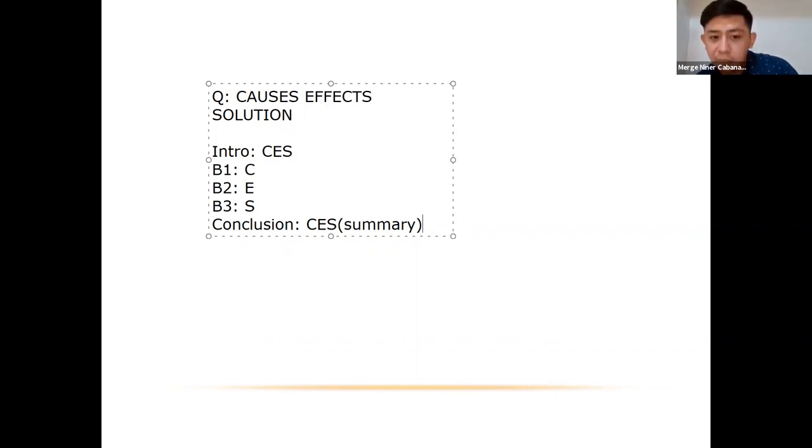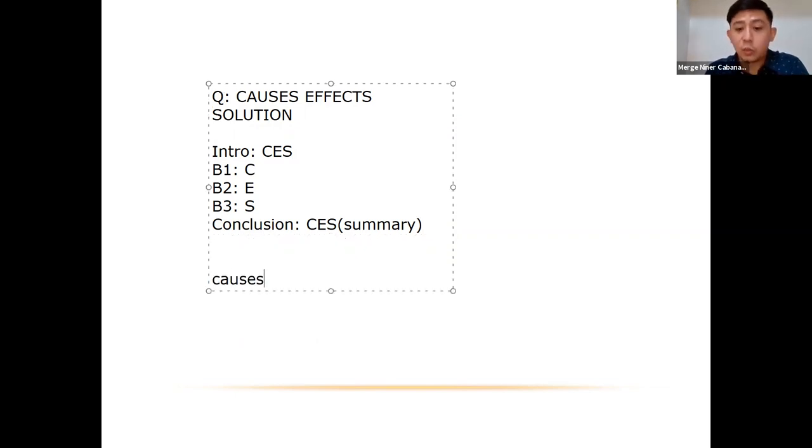Conclusion, the problem has a cause, and the effects are negative, but the solution, if it is done by the people and the government, it will create a much brighter future. That's how you do your cause-effect-solution question for the conclusion part. All right? So, ilalagay mo yung summary of the cause, effect, and solution. So, again, the problem here will be the words. Okay? What are the words that you can replace causes with?